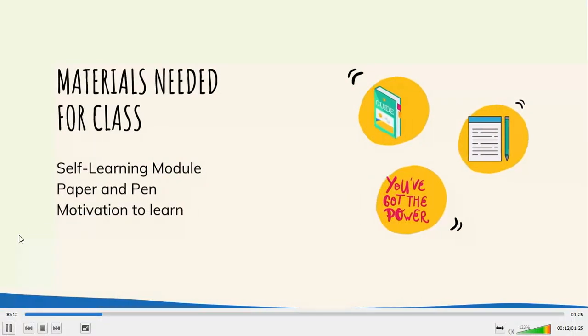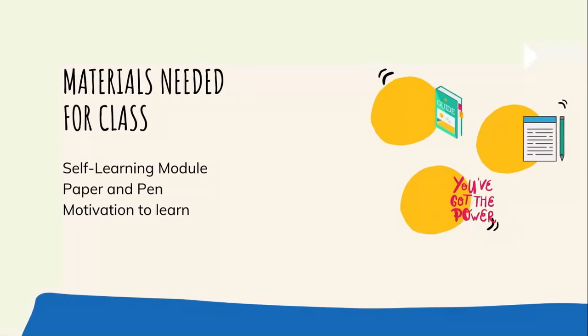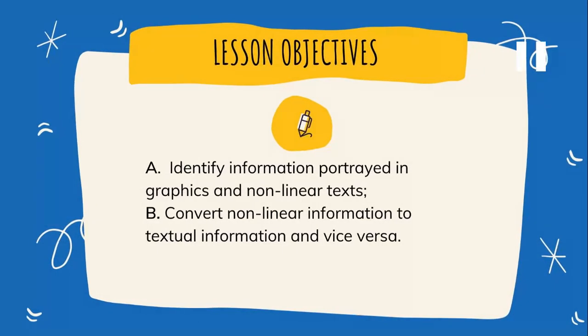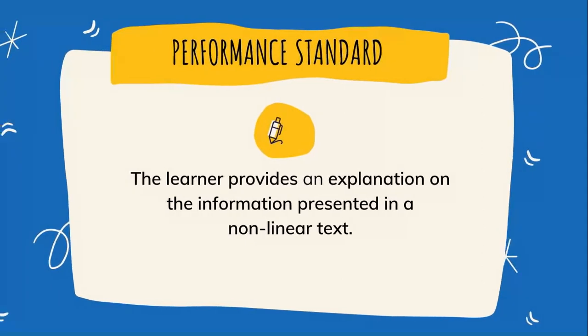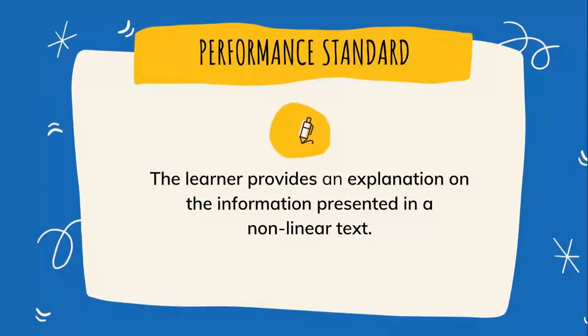Materials needed for class: self learning module, paper and pen, and motivation to learn. Lesson objectives: Letter A: identify information portrayed in graphics and nonlinear texts. Letter B: convert nonlinear information to textual information and vice versa. Performance standard: the learner provides an explanation on the information presented in a nonlinear text.